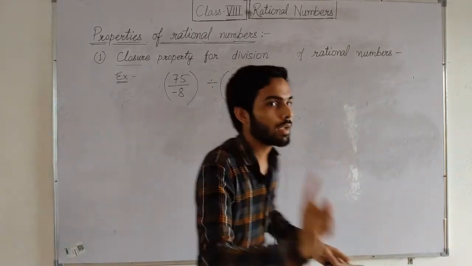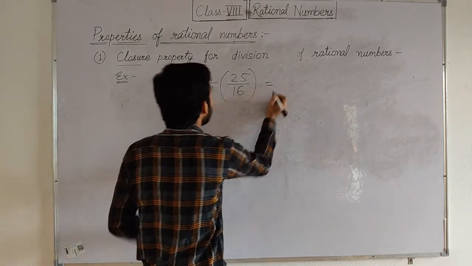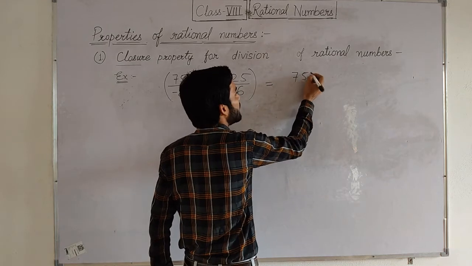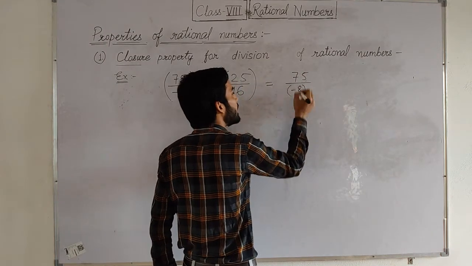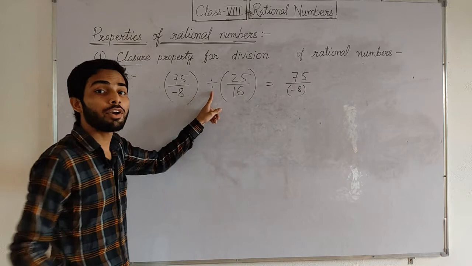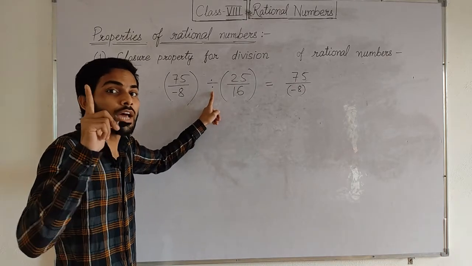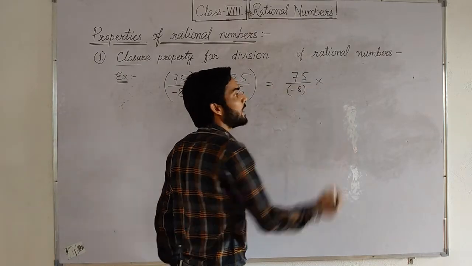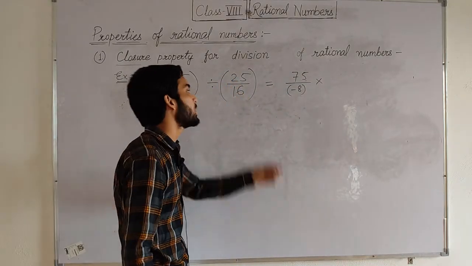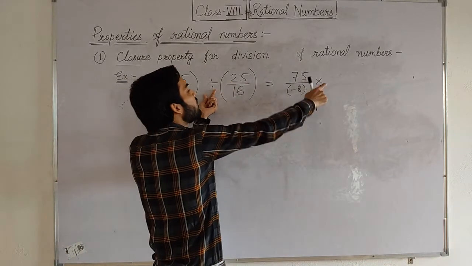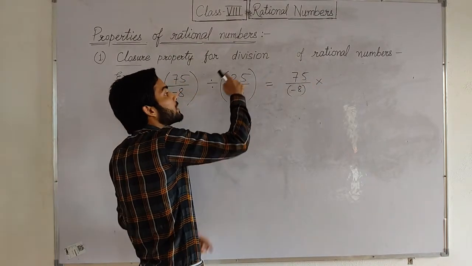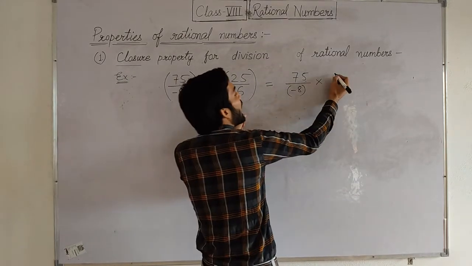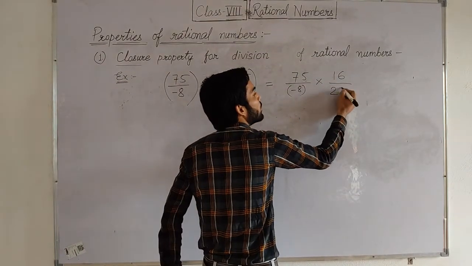So let us check it. On removing the brackets, we can write simply it like this: 75 upon minus 8, and you already know that the sign of division is replaced by sign of multiplication, and when we replace the sign of division by sign of multiplication, we will have to take the reciprocal of the second rational number, that is, we will have to write it like 16 upon 25.